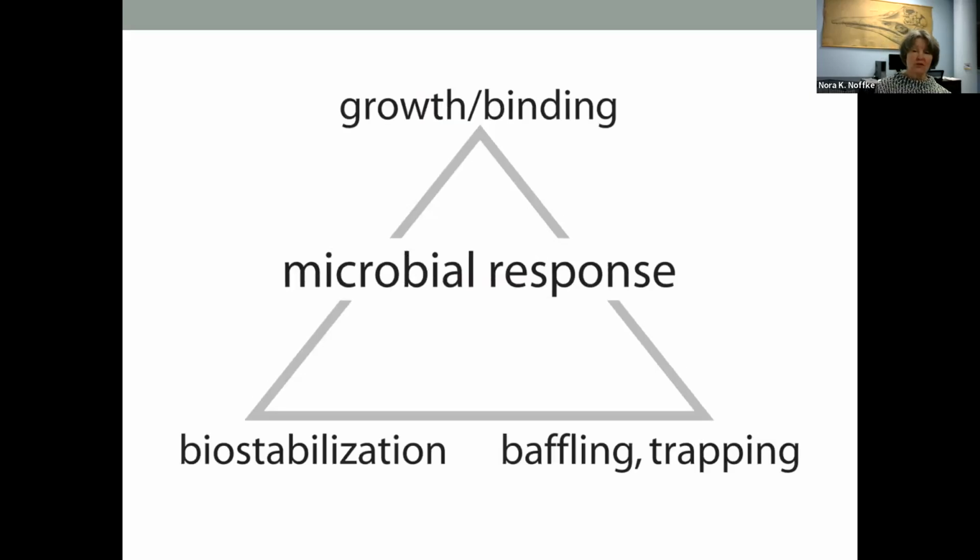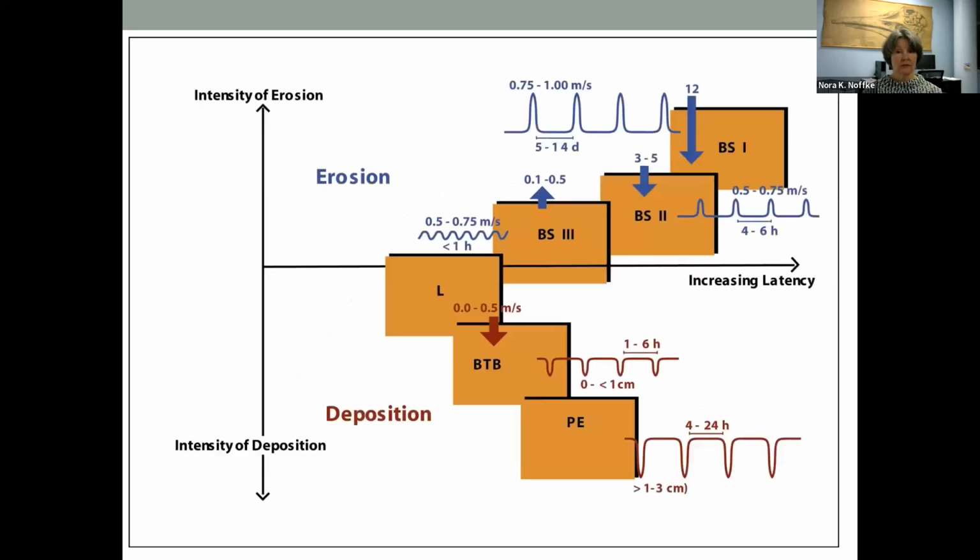The microbial response is very much tailored to each specific sediment dynamic situation. During times of erosion, we can observe biostabilization. When there is deposition of sediment, we can observe baffling and trapping of the organisms. And then there is growth as well as binding during times when the sediment is completely quiet. So let's take a closer look at that.